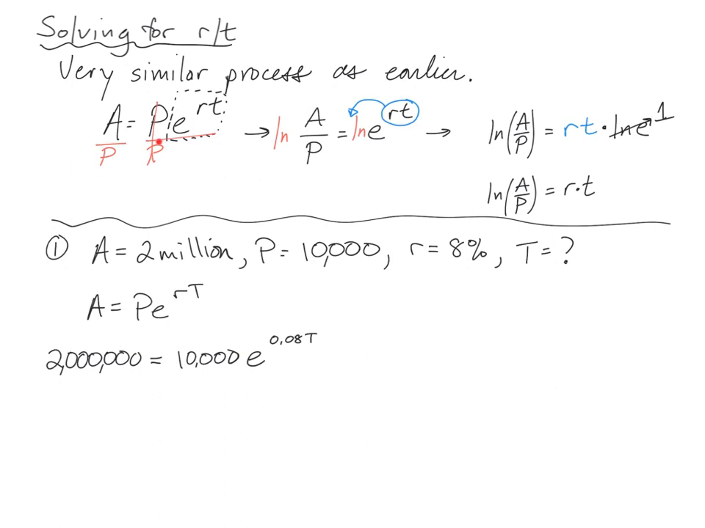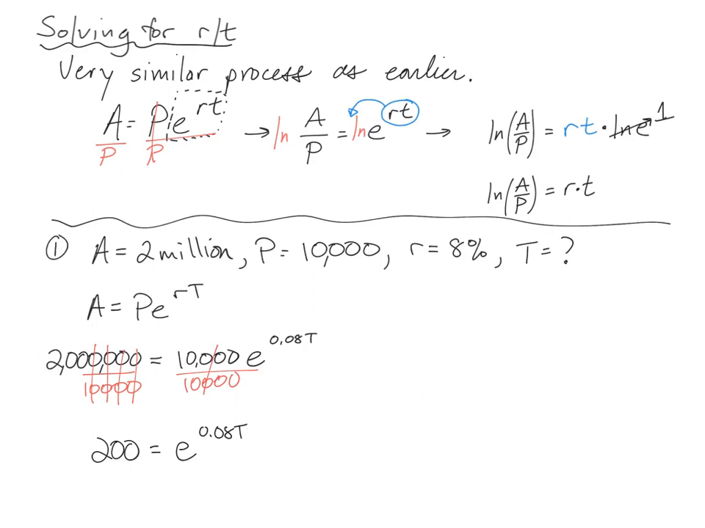We can divide by P. So I'm going to go ahead and do that. I'm going to divide by 10,000. So divide by 10,000. And what would that end up being? All these reduce away. That leaves me with, what is that, 200? Okay. 200 equals e to the 0.08t power.